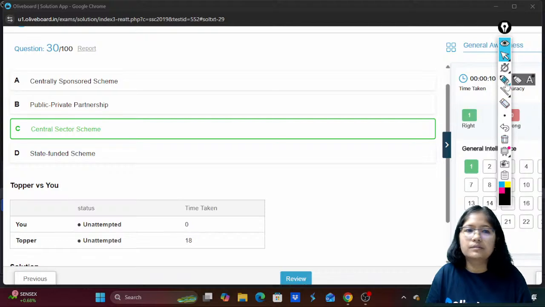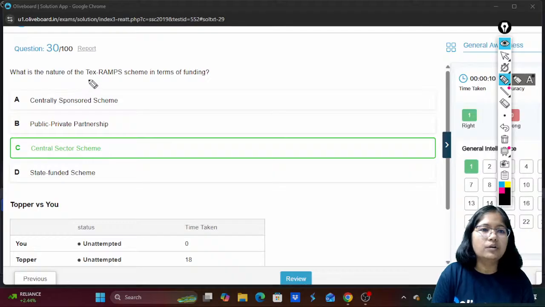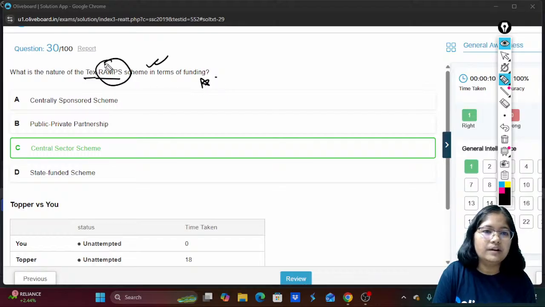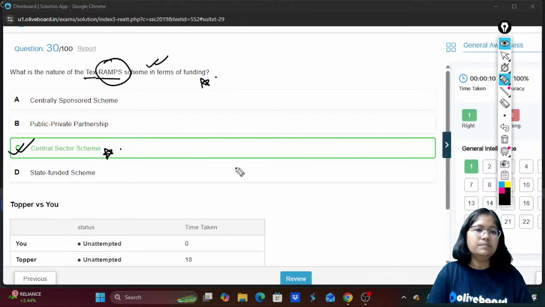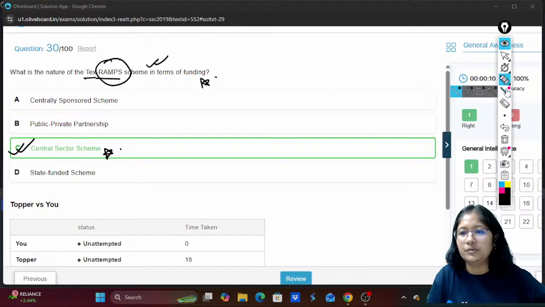Next question. What is the nature of the tax ramps scheme in terms of funding? So in terms of funding, it is a central sector scheme. So the correct answer will be, it is a central sector scheme. In the current affairs part, we have already gone through this.